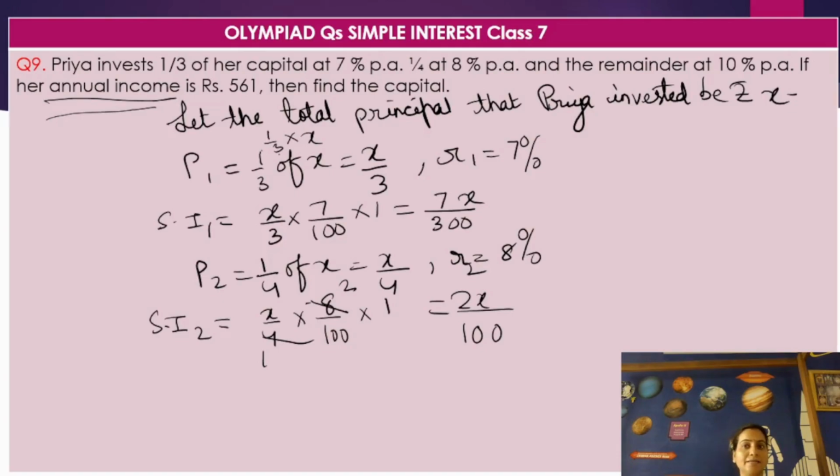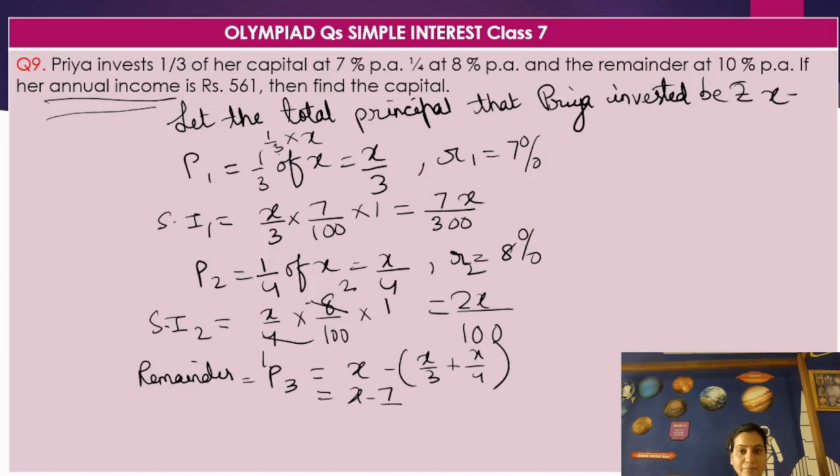So the remainder is at 10% per annum. Out of X, how much is the remainder? The remainder will be the third principal amount. So the remainder is P3, and P3 will be X minus (X/3 plus X/4). X/3 plus X/4 is 7/12x. So it is X minus 7/12x. If you do the subtraction, you get 5/12x. This is the third principal.